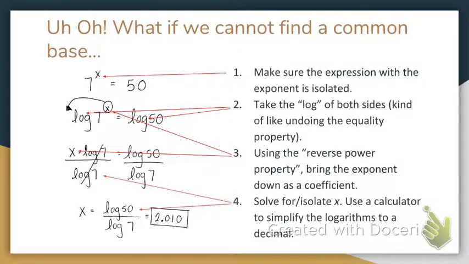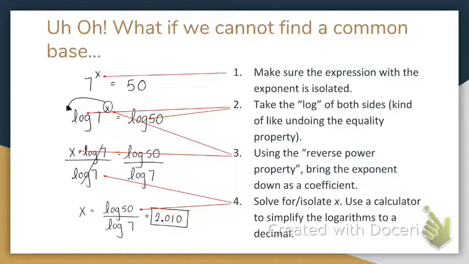And last but not least, the 4th step is to isolate or solve for x. And the way we do that is just to get it by itself. In this case, it required a little division. So we divided by log of 7 on both sides. And then this, although it probably looks pretty scary, we're just going to put into our calculator. When you put that into your calculator, and I'll teach you guys how to do that today, you should get 2.010.